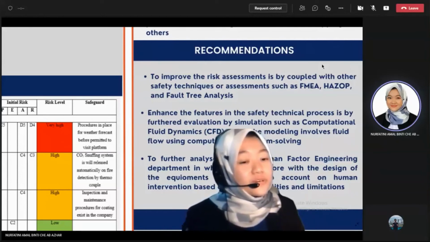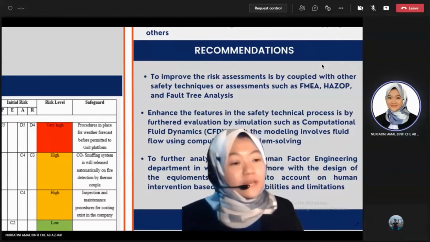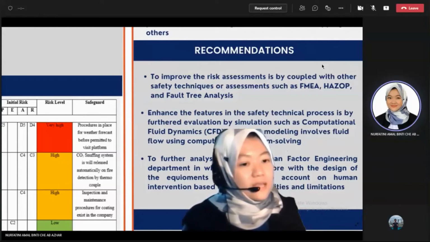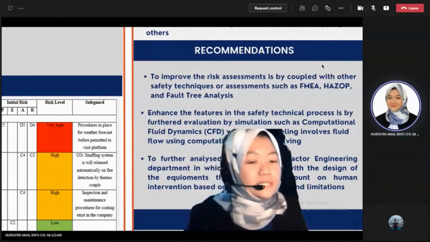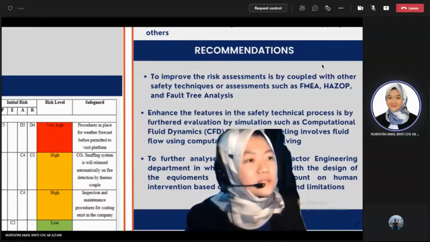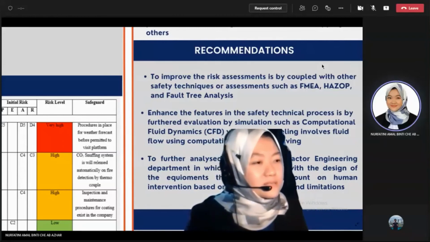And lastly, to further analyze by using the human factor engineering, HFE, department, which is more concerned with the design of equipment that takes into account human intervention based on their capabilities and limitations. This is more to the ergonomics scope.